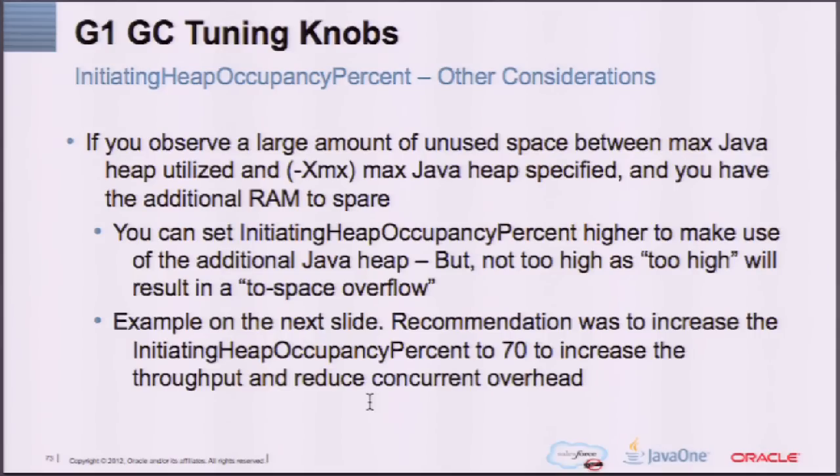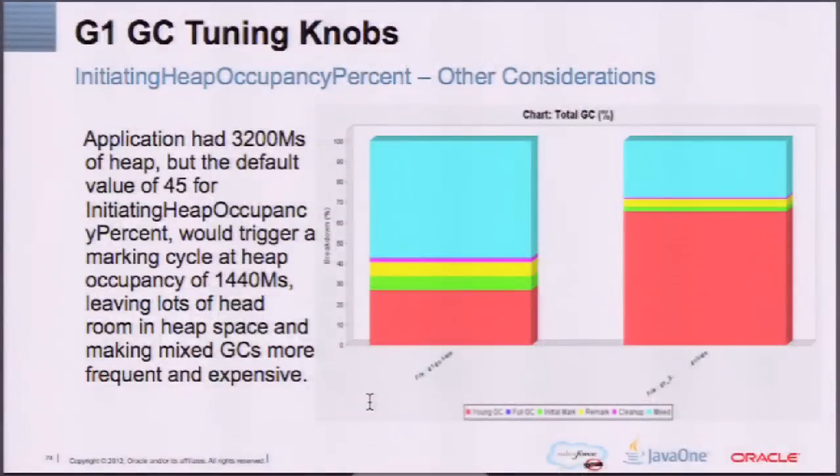So on the example that I'm going to show on the next slide, what we did is that we asked them to increase the initiating heap occupancy percent to 70 to reduce throughput and reduce the concurrent overhead. So what happens when we asked them to increase that? They were working with almost 3.2 gigs of heap, and the default value of 45 would start a marking cycle earlier. So when the heap occupancy would be 1.4 gigs or so, it would start a marking cycle.